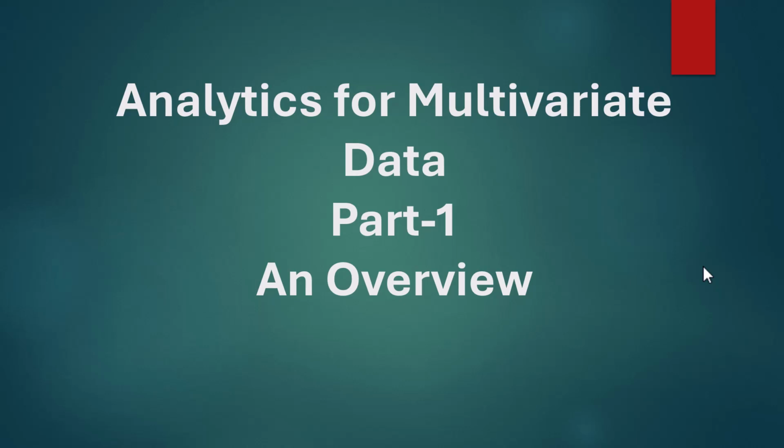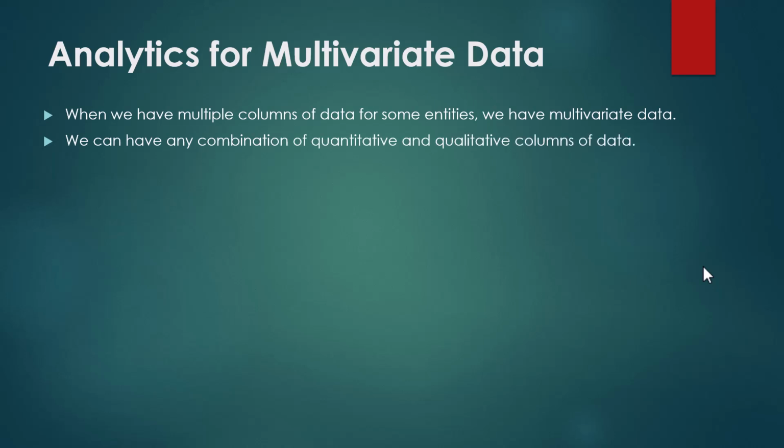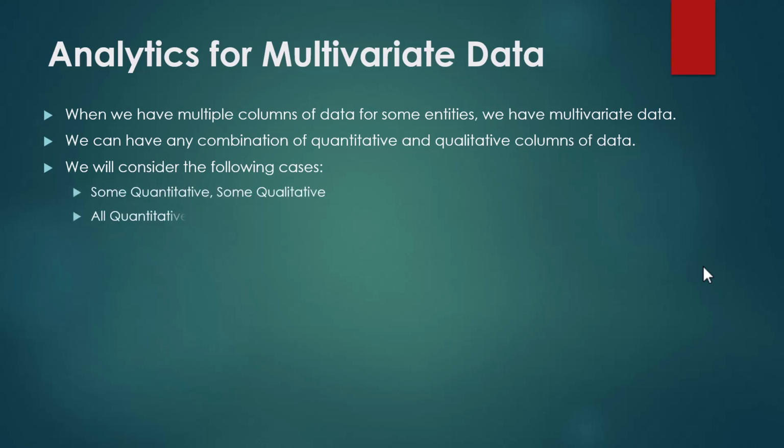Analytics for multivariate data. Part 1, an overview. So when we have multiple columns of data for some entities, we have multivariate data. Now we can have any combination of quantitative and qualitative columns of data. We will consider the following cases: some quantitative, some qualitative, all quantitative, and all qualitative.